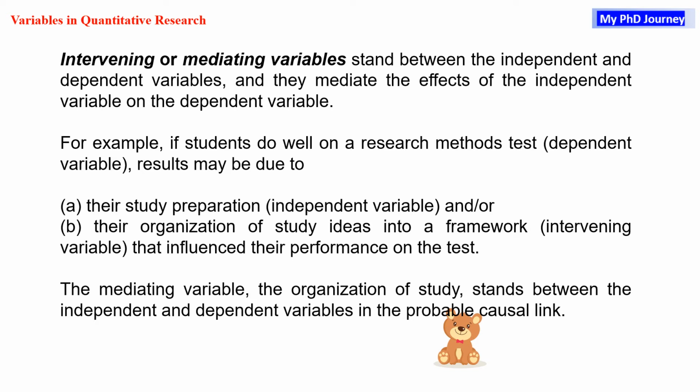Intervening or mediating variables stand between the independent and dependent variables, and they mediate the effects of the independent variable on the dependent variable. For example, if students do well on a research methods test (dependent variable), results may be due to (a) their study preparation (independent variable), and/or (b) their organization of study ideas into a framework (intervening variable) that influenced their performance on the test. The mediating variable, the organization of study, stands between the independent and dependent variables in the probable causal link.